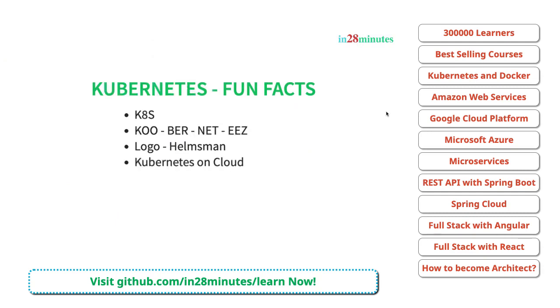The last interesting fact is Kubernetes on the cloud. Different cloud providers provide different services for Kubernetes. Azure calls it AKS, Azure Kubernetes Service. Amazon calls it EKS, Elastic Kubernetes Service. And Google calls it GKE, Google Kubernetes Engine. Okay, that's the end of the fun facts, and let's see if our cluster is ready.